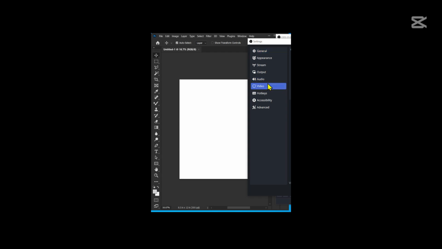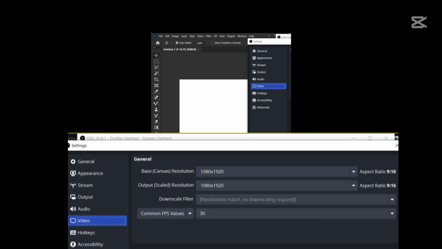Here go to Video. The default is 1920 by 1080, and here also the same 1920 by 1080. What you have to do is just the opposite: 1080 by 1920, and here also the same. They are fine. Okay, now this icon will appear here.